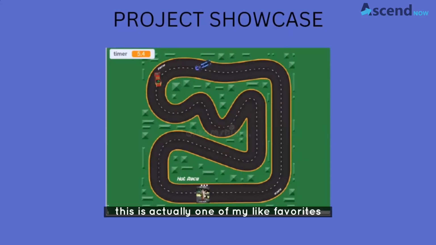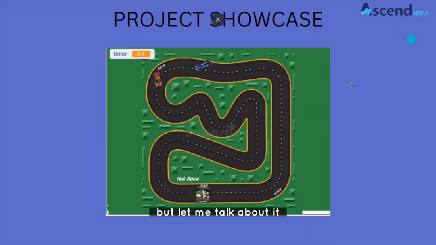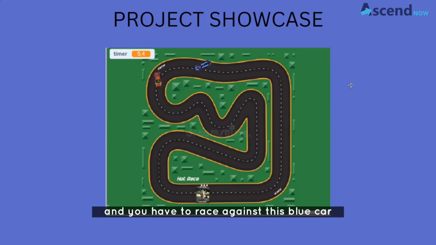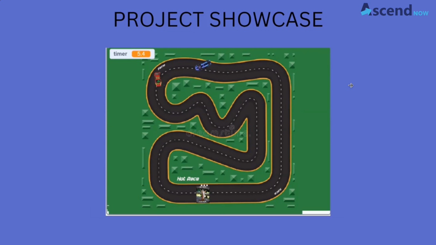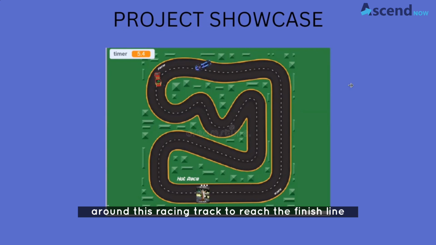So this is actually one of my favorites. Let me talk about it. So first of all, this game is like a simple racing game. So this is pretty much like Asphalt, but 2D on top. So for example, you play as this red car right here, okay? And you have to race against this blue car around this racing track to reach the finish line.